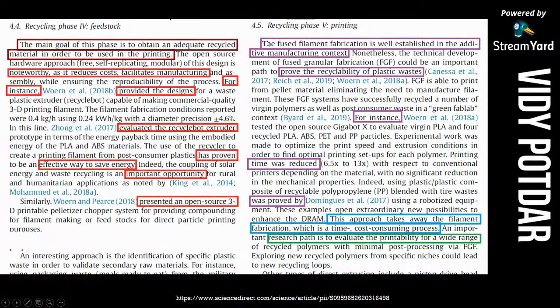Section 4.5. Again, the first sentence is giving a brief explanation about this category. The fused filament fabrication is well established in this industry. For instance, time was reduced, was proved. This approach takes away the filament fabrication, which is time and cost consuming process. Important research path is to evaluate the printability of wide range. So this is future work.